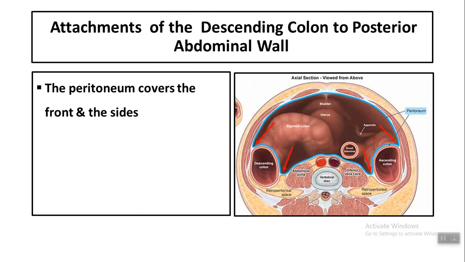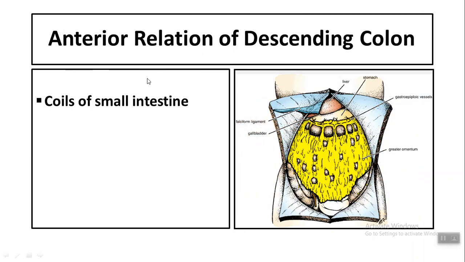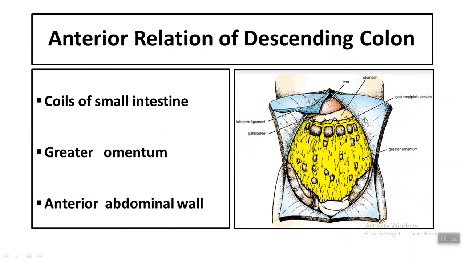It is attached to the posterior abdominal wall by the peritoneum, which covers the front and the sides, where it forms the paracolic gutters. What are the anterior relations of the descending colon? The coils of small intestine and the greater omentum, which is in yellow color, on the anterior abdominal wall.